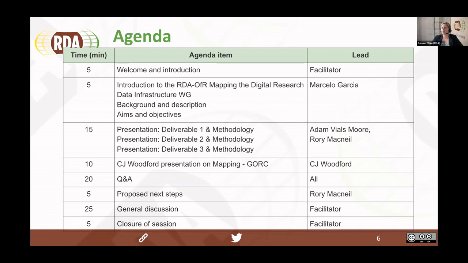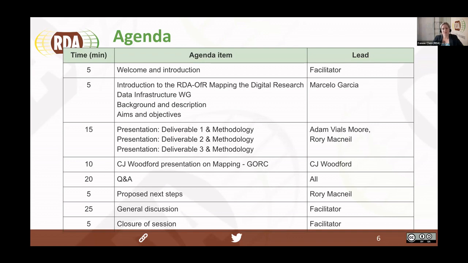The second deliverable was to create a categorisation schema of digital research tools. So this was like a landscape review to look at the various different tools that are available. And the third deliverable was to create a prototype, so like a visual interactive map that some stakeholders can use to navigate different types of research tool by research data lifecycle stage.